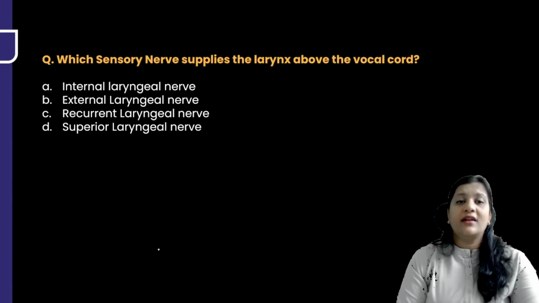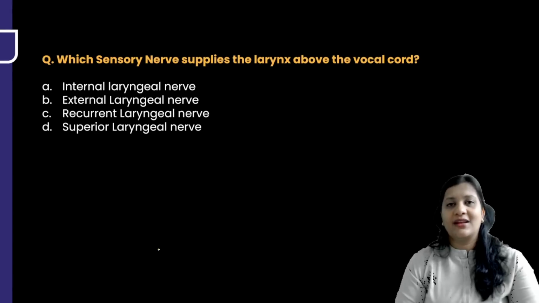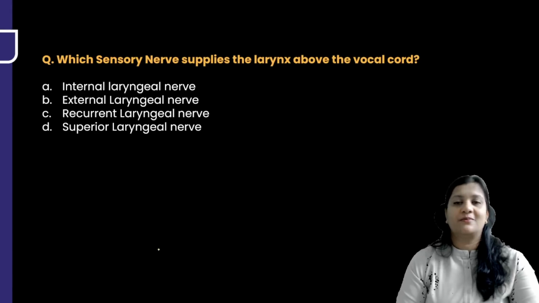What is the sensory nerve supply of the larynx above the level of vocal cords? Internal laryngeal nerve, external laryngeal nerve, recurrent laryngeal nerve, or the superior laryngeal nerve? I think this is a very easy question, and we have always seen that questions come from the nerve supply of the larynx. So it's not something that's very difficult. It's a very easy question.